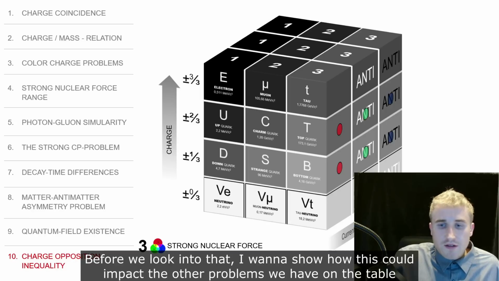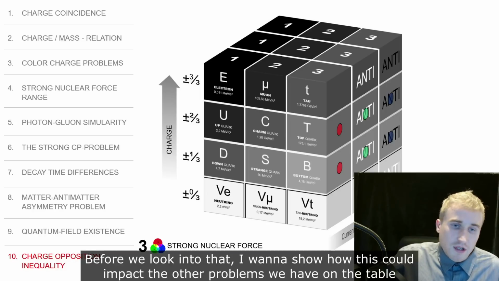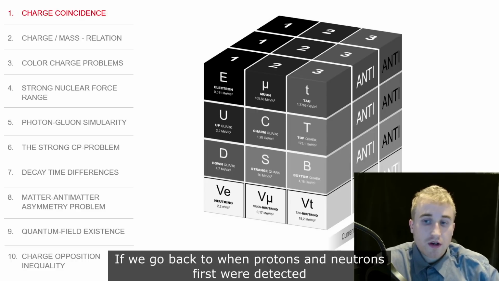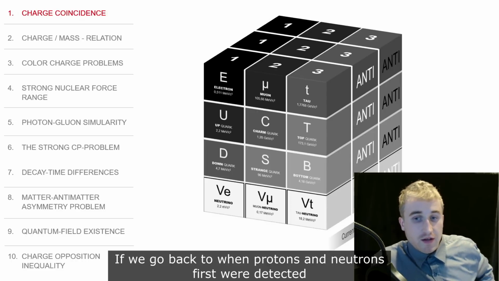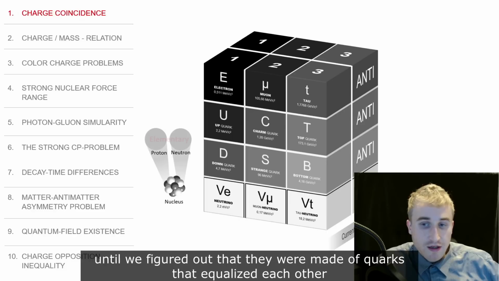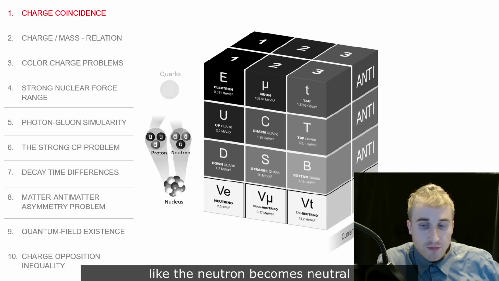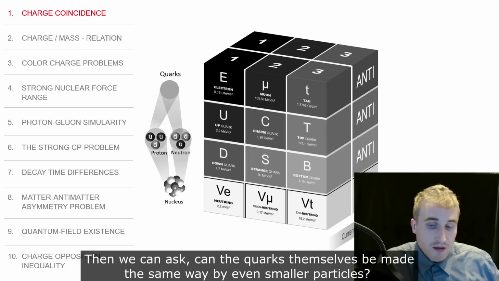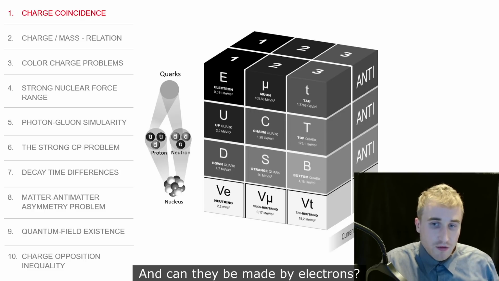Before we look into that, I want to show you how this could impact the other problems we have on the table. If we go back to when protons and neutrons first were detected, they were, just as quarks, considered to be elementary, until we figured out that they were made of quarks that equalize each other. Like the neutron becomes neutral. Then we can ask, can the quarks themselves be made the same way by even smaller particles? And can they be made by electrons?